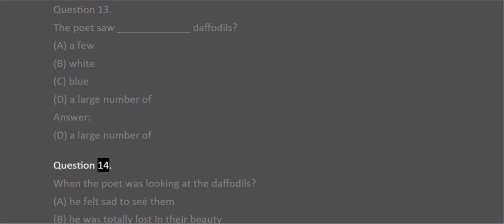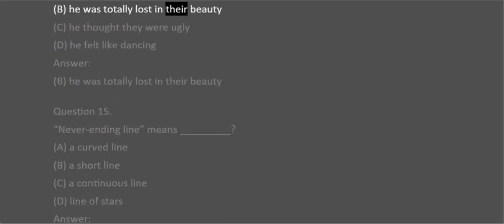Question 14. When the poet was looking at the daffodils, A. He felt sad to see them. B. He was totally lost in their beauty. C. He thought they were ugly. D. He felt like dancing. Answer. B. He was totally lost in their beauty.